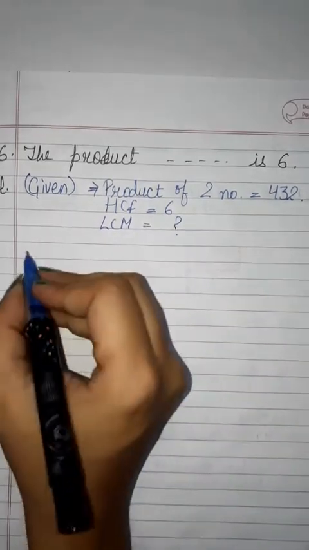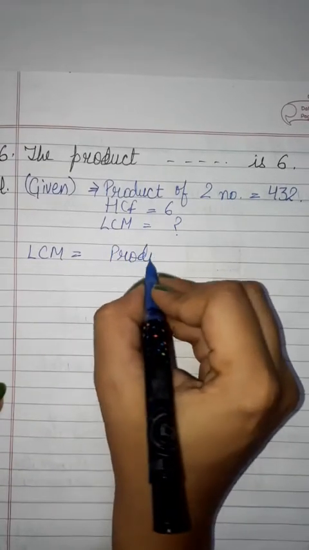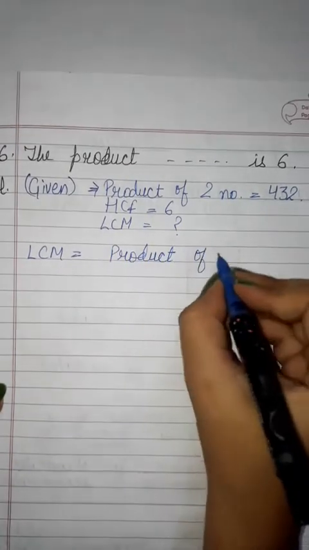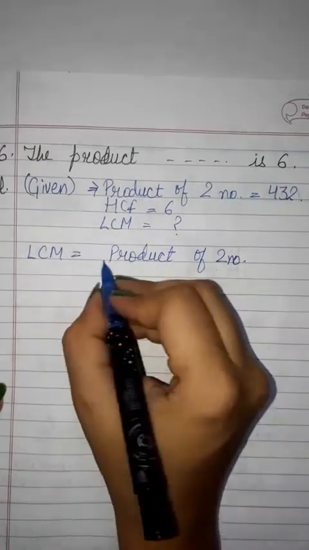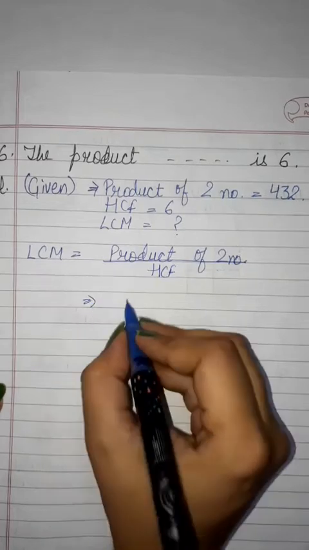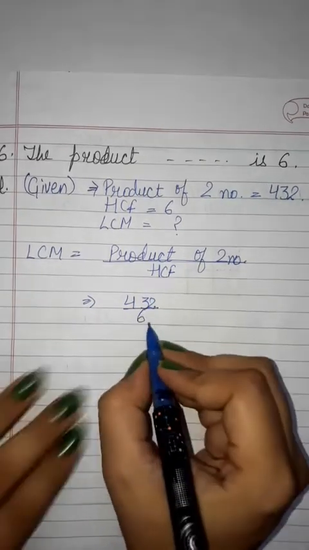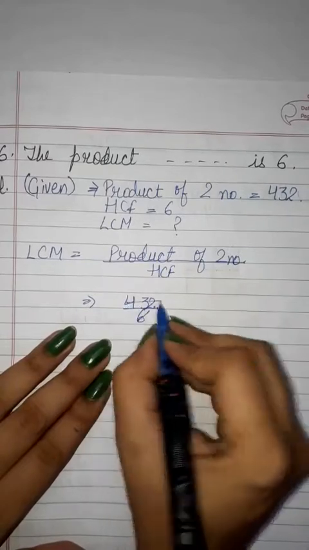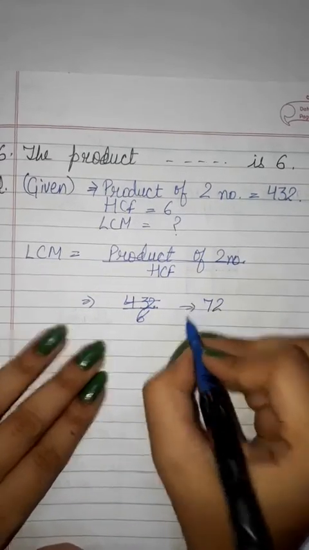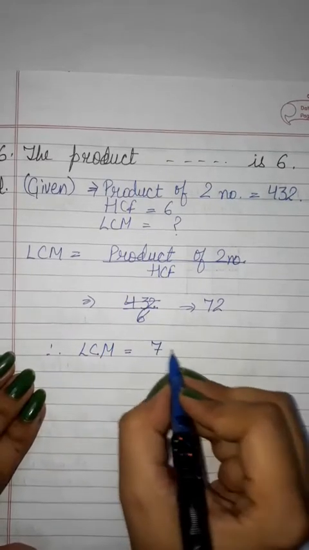So you know the formula. LCM is equal to the product of two numbers divided by HCF. So it will be 432 divided by 6. And when you divide this, what do you get? 72. So therefore LCM will be 72.